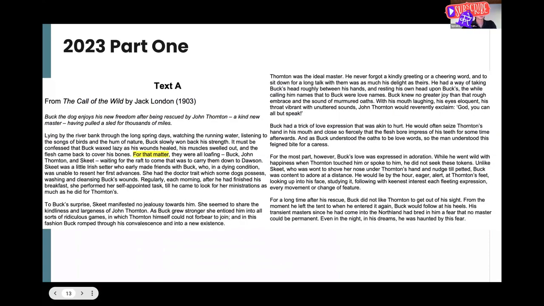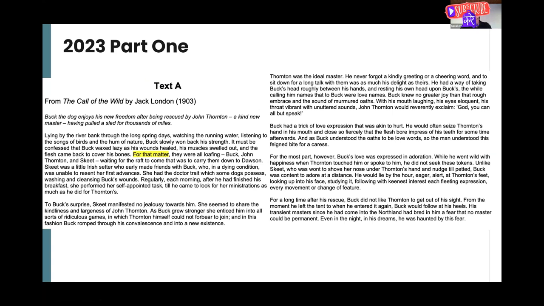So we're scanning through, nothing in the first paragraph that we saw, nothing in this second one, nothing in the third one. And then here we find Buck had a trick of love expression that was akin to hurt. He would often seize Thornton's hand in his mouth and close so fiercely that the flesh bore impress of his teeth for some time afterwards. And as Buck understood the oaths to be love words, so the man understood this feigned bite for a caress.